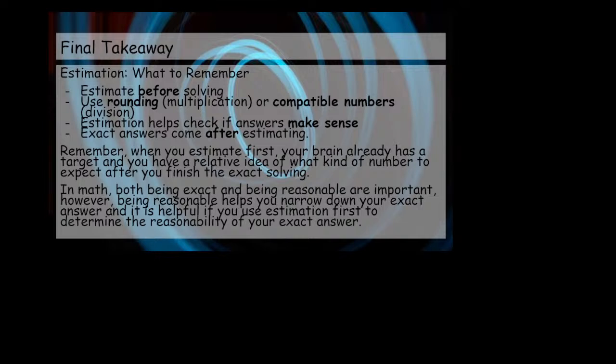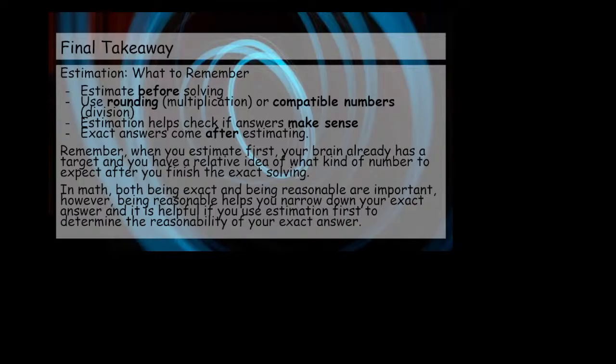The third bullet point is that estimation helps check if our answers make sense. Let's say you're doing a problem, right? And you get a number that is far off from your estimation, then you will know that you did it wrong, right? It's what I meant in the first slide by a safety net. It helps you check your answers well.